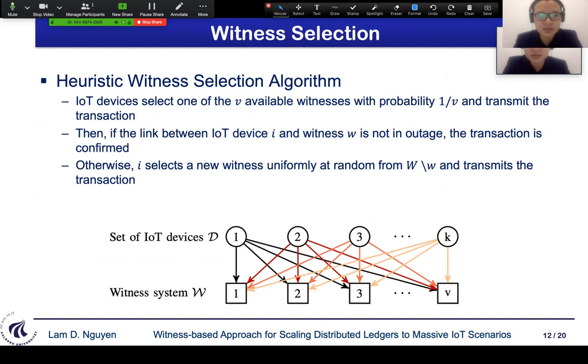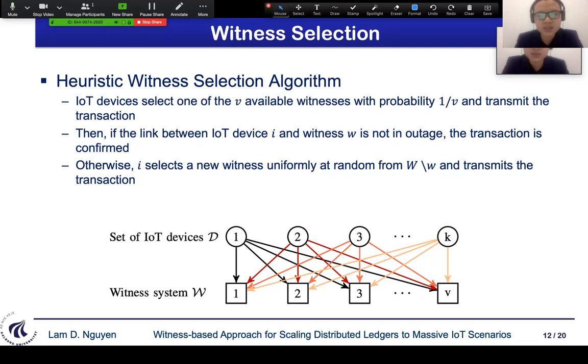So the next problem is that each IoT device, here we have IoT devices one, two, and three, has a list of witnesses to connect with. To choose the witness to connect with, we propose a heuristic witness selection algorithm. The IoT device selects one of the available witnesses with some probability and transmits the transaction to the connected witness. If the wireless link between the IoT device and the witness is not in outage, the transaction is transmitted and confirmed.